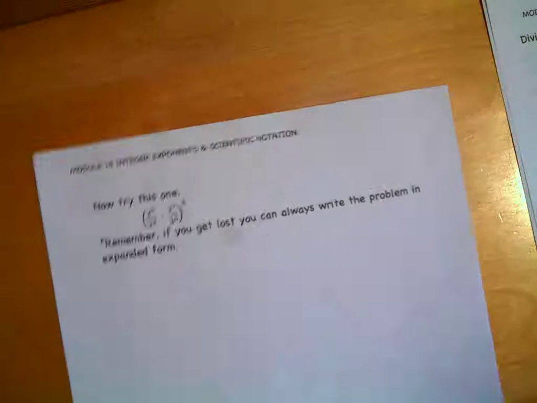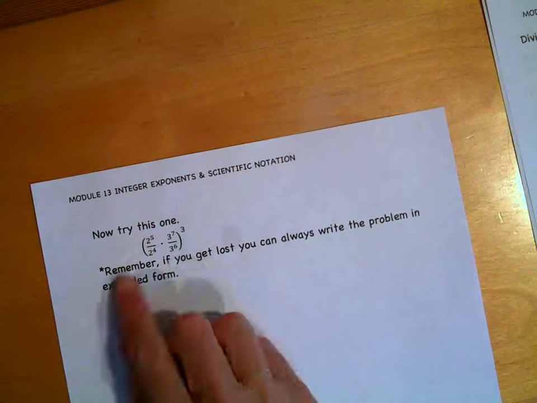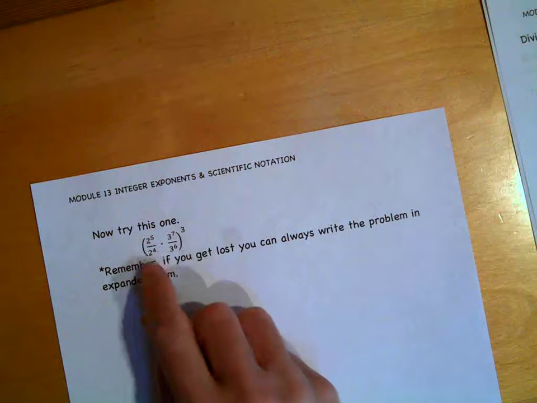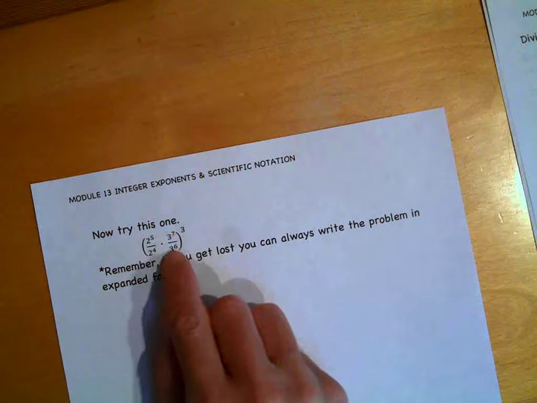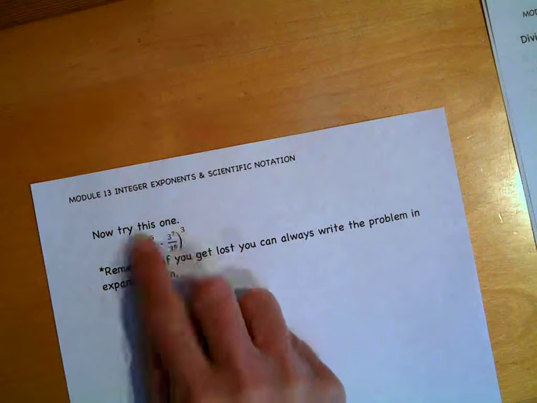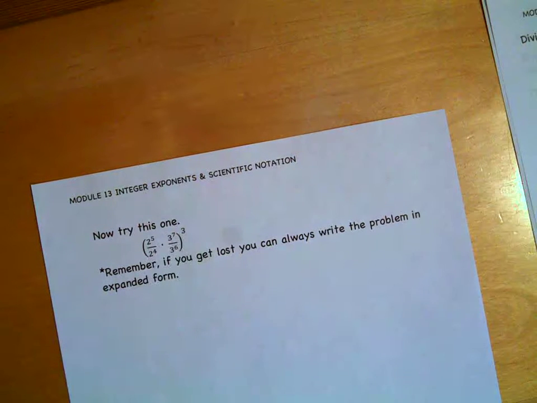Okay, and then I have one more thing that I would like you to do. Now try this one, and it looks more complicated, but I think you can handle it. 2 to the 5th divided by 2 to the 4th times 3 to the 7th divided by 3 to the 6th, and then all of that happens 3 times.